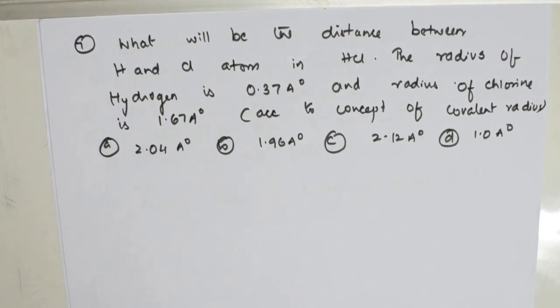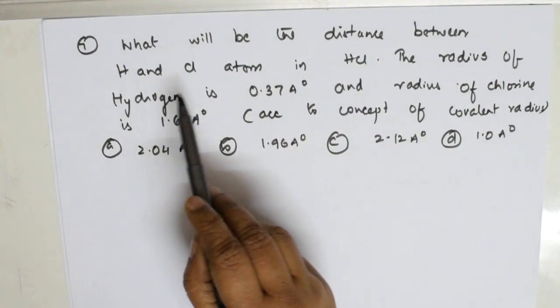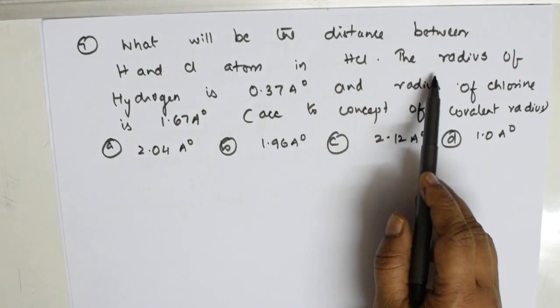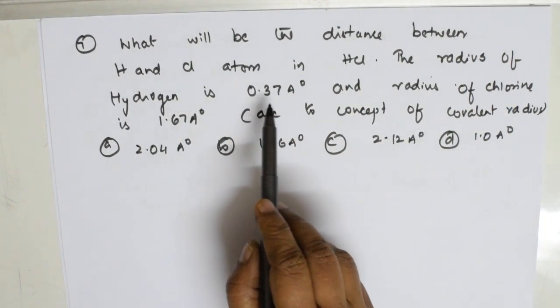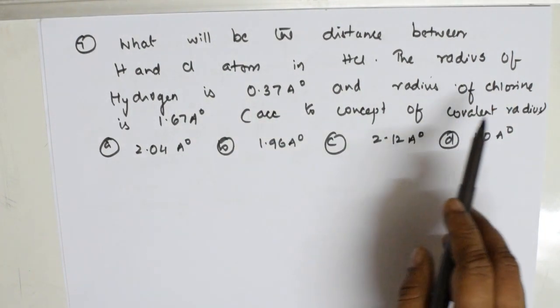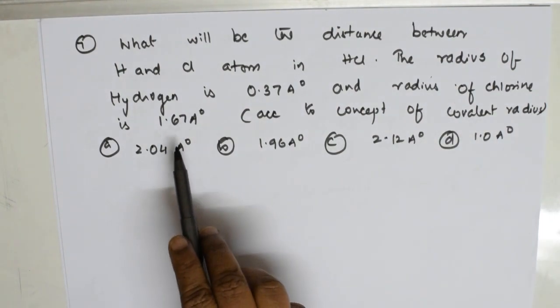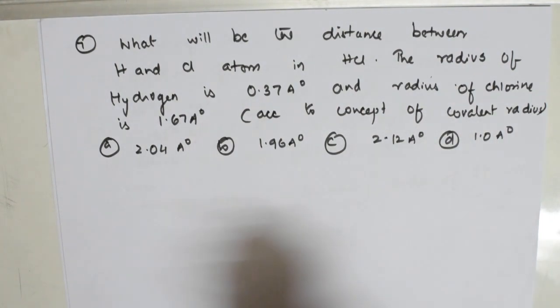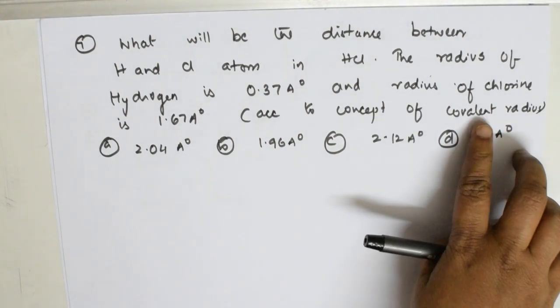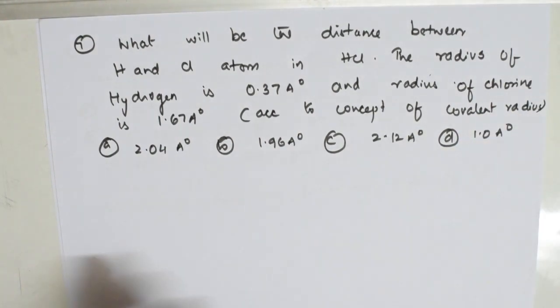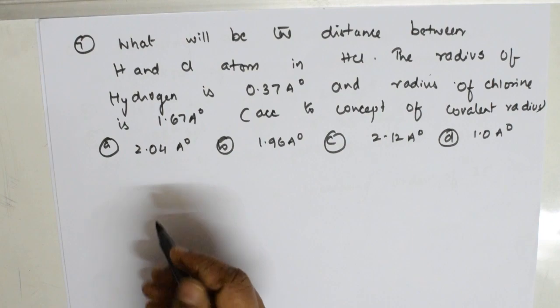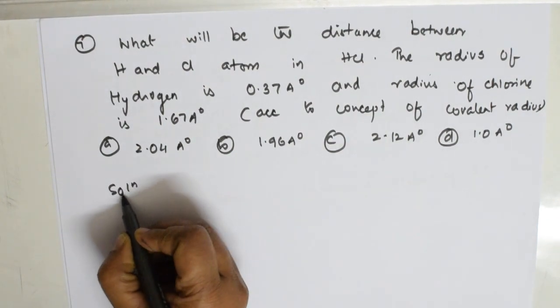They have given me the distance between the hydrogen and chlorine atom in HCl. The radius of hydrogen is 0.37 angstroms and the radius of chlorine is 1.67 angstroms. I have to explain according to the concept of covalent radius. So what is the formula for calculating the covalent radius?